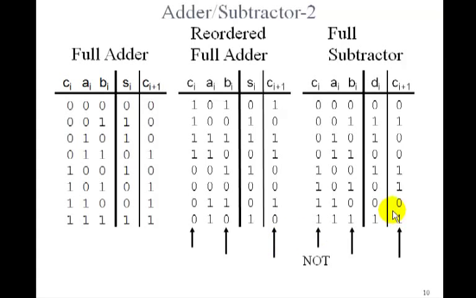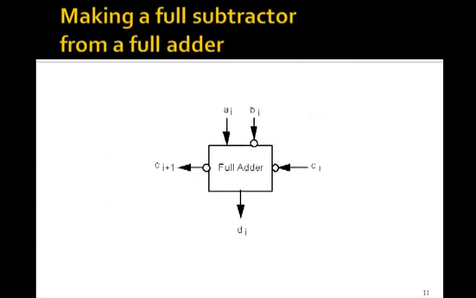What does this mean? Well, it means that we can make a full subtractor from a full adder if we just remember to put bubbles here. So if I have a bubble here, that nots the B, a bubble here nots the C in, a bubble here nots the C out, the D is the same, the A is the same. So here is clearly a full subtractor made from a full adder.